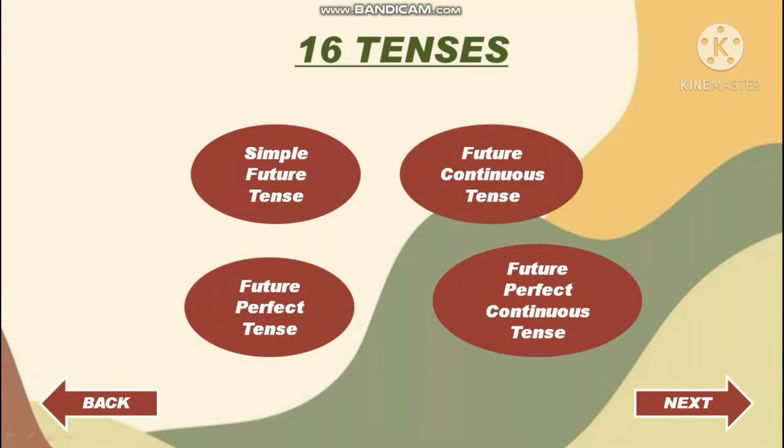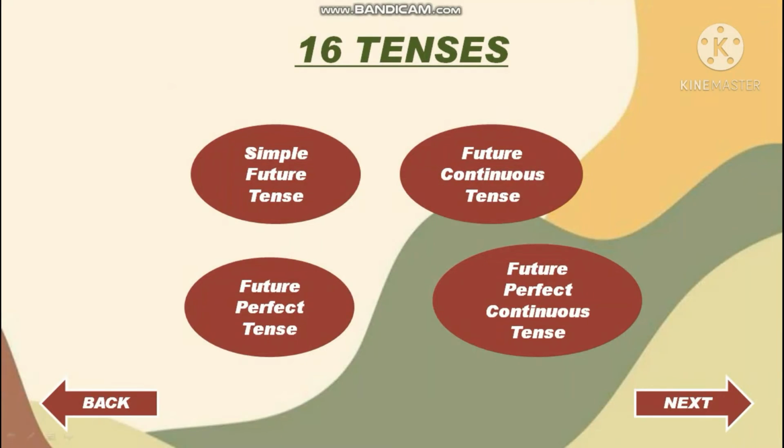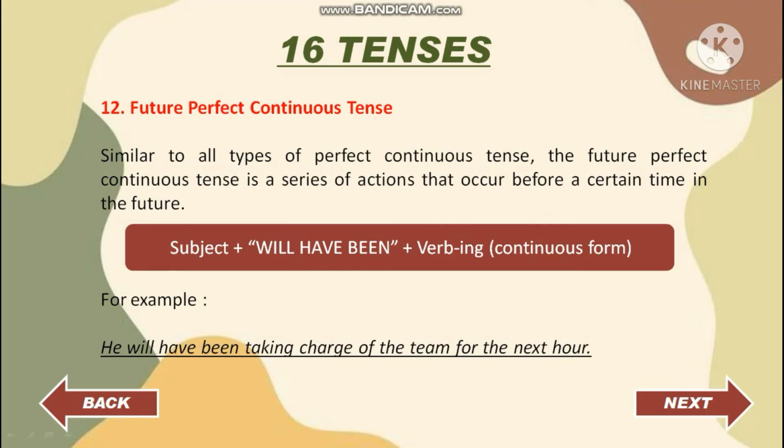And the next is future perfect tense. Future perfect tense emphasizes actions that will have been completed at a certain time in the future. And the example, he will have finished the task by next Monday. Okay, next, future perfect continuous tense. Future perfect continuous tense is a series of actions that occur before a certain time in the future. And the example is, he will have been taking charge of the team for the next hour.